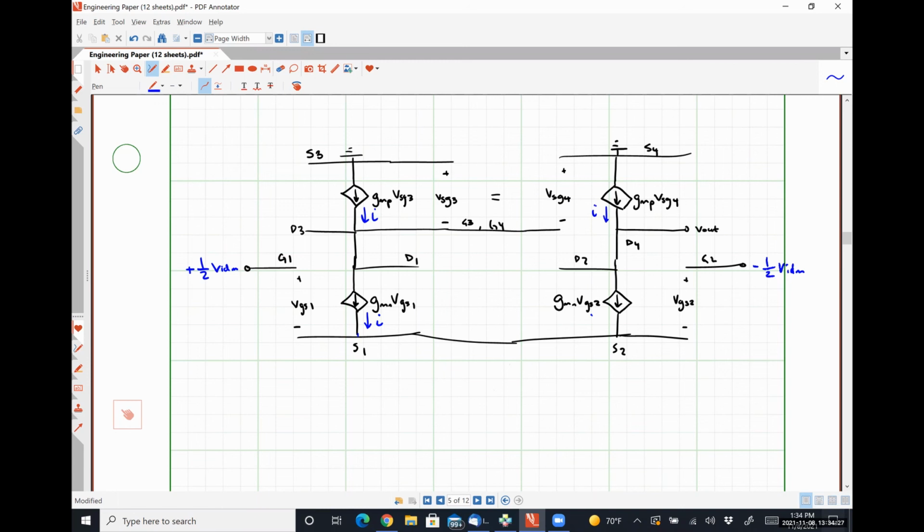But now we've got a little bit of a pickle, right? If we apply positive 1/2 VIDM, we would see that we'd have a current of i flowing down through M2. Well, when we flip the polarity of the voltage, that's going to cause i to flow in the opposite direction, which means we wind up having twice i flow out through the output node, assuming it's connected to something that can allow that to happen.